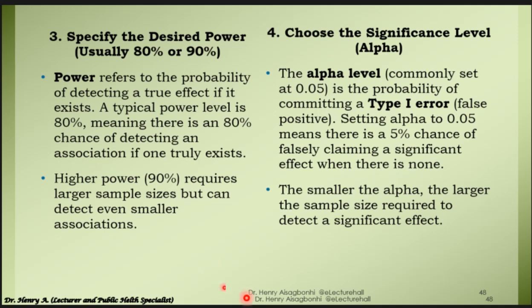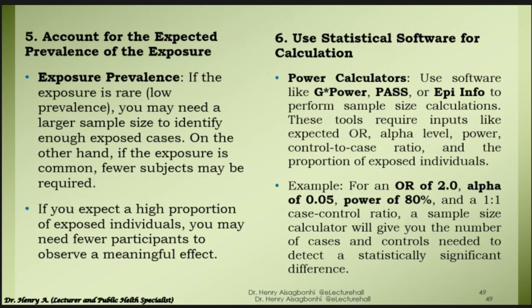So that is that. Let's move on. Number 5, account for the expected prevalence of the exposure. Now, if you expect a high proportion of exposed individuals, you may need fewer participants to observe a meaningful effect.